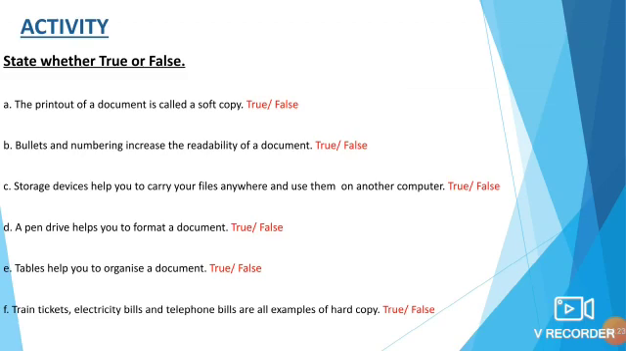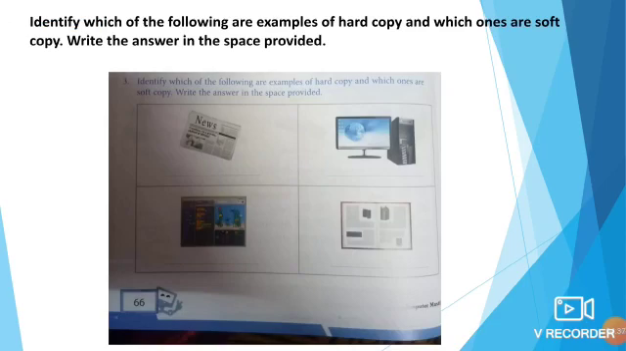Tables help you to organize your document. Train ticket, electric bills and telephone bills are all examples of hard copy. Okay, read the statement once or twice, and you can answer the questions. Next, identify which of the following are examples of hard copy and which are soft copy. You have to write the answer in the space provided. If it is a hard copy, you have to write hard copy. If it is a soft copy, you have to write soft copy.